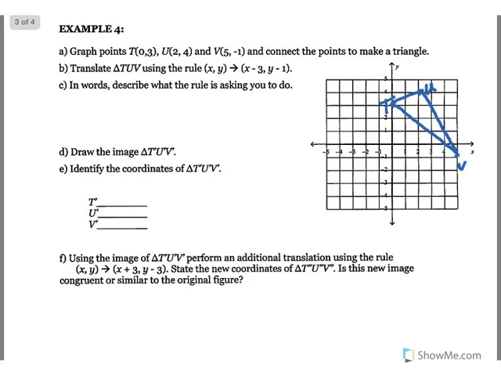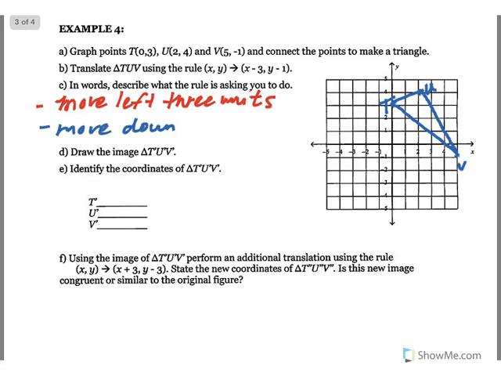Okay, the rule described says to translate it using the rule x minus 3 and y minus 1. X minus 3 means move left 3 units, and y minus 1 means move down 1 unit. Okay, so you could do this two ways. You can take each of those coordinates, if you did not want to count and you didn't have a graph, and subtract all of the y's by 1, and all of the x's by 3.